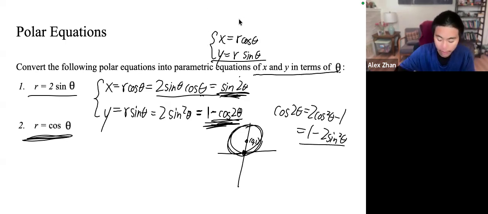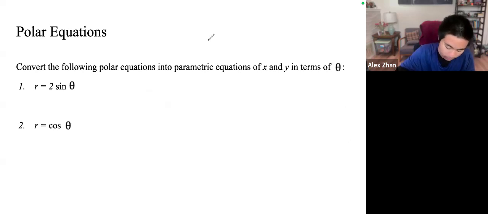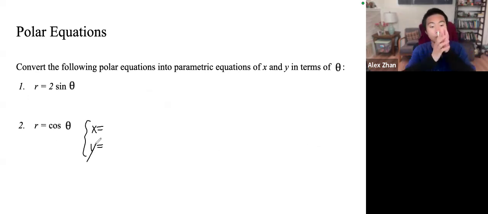The polar equation is r equals cosine theta. First, write it as x and y in terms of theta. So does anyone have the formula of x and y in terms of theta yet?